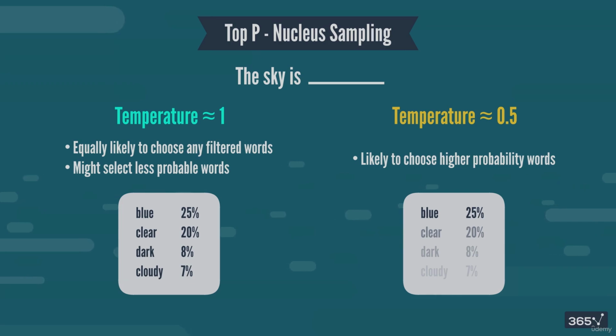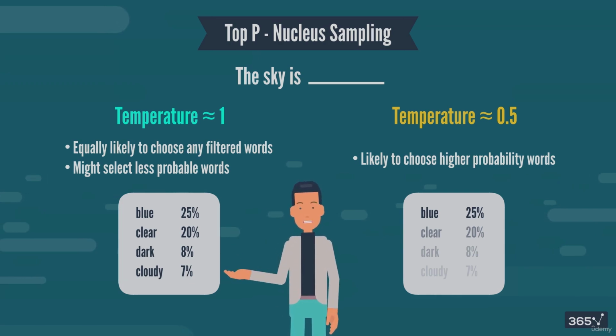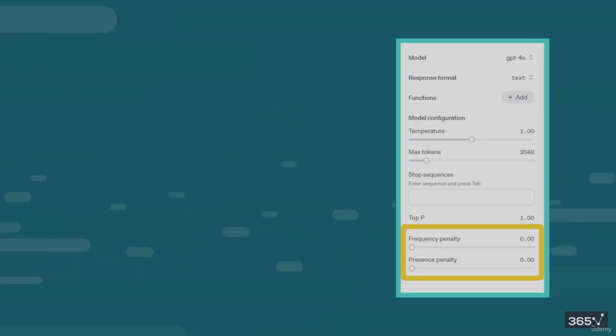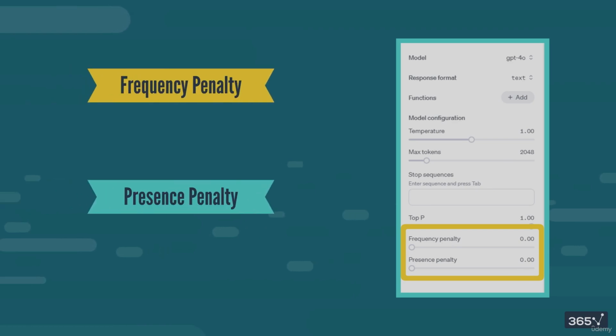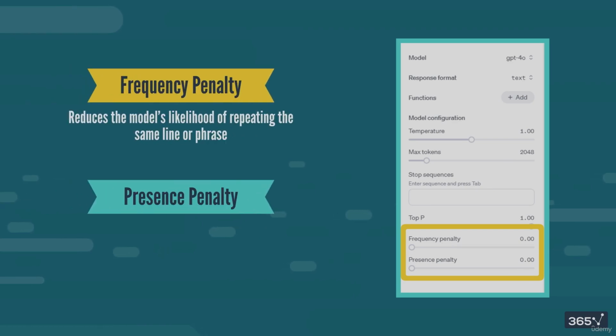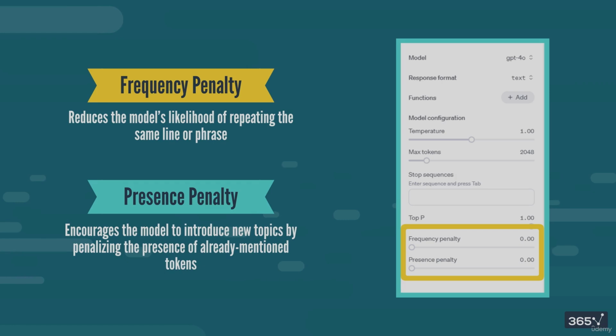In the following lecture, we'll examine some scenarios in which different top P and temperature values would be helpful. Lastly, I'll discuss two more adjustable parameters: frequency penalty and presence penalty. The former reduces the model's likelihood of repeating the same line or phrase. The latter encourages the model to introduce new topics by penalizing the presence of already mentioned tokens.